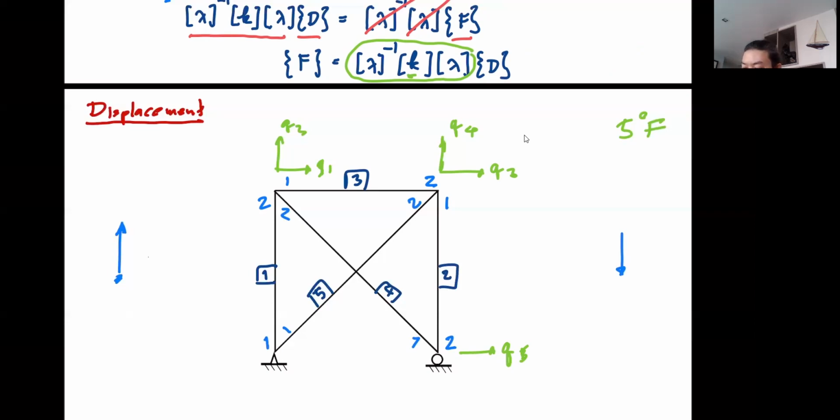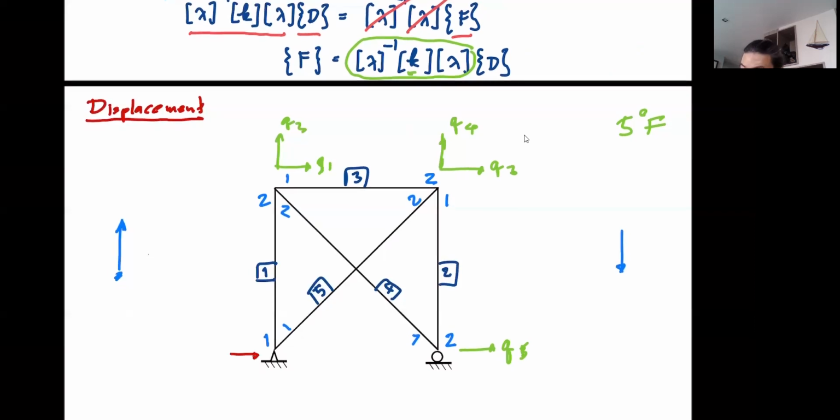How many forces can we have? Let's say if we apply the force at the support, what's going to happen to the structure? Wait. You apply the force to the support of the structure, what's going to happen? Listen to the question very carefully. If you apply the force to the support of the structure, what's going to happen?